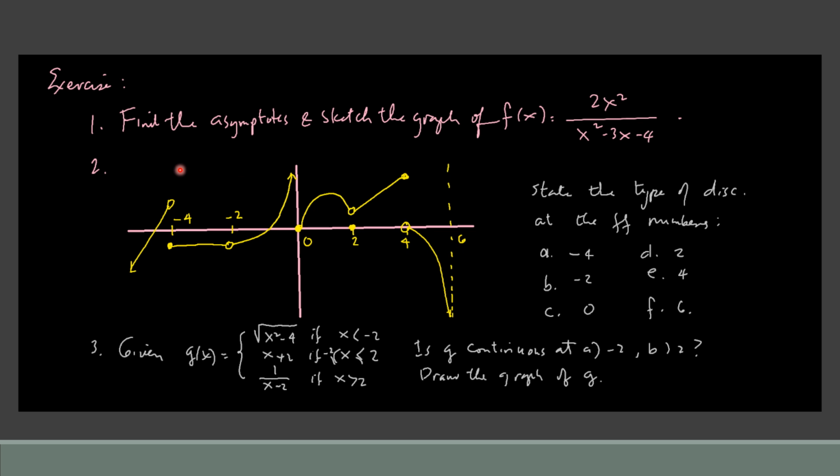Second one, for the given graph of a certain function f, state the type of discontinuity at the following indicated numbers. And third, given a function g defined by the square root of x squared minus 4 if x is less than negative 2, x plus 2 if x is between negative 2 and 2, inclusive of the endpoints, and 1 over x minus 2 if x is greater than 2. So you answer the question, is g continuous at negative 2 for letter A and 2 for letter B? And you are also required to do the graph of the function g.